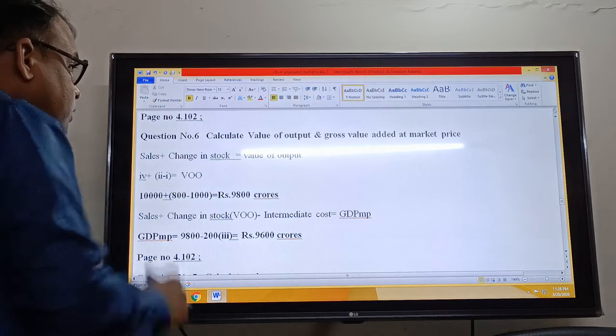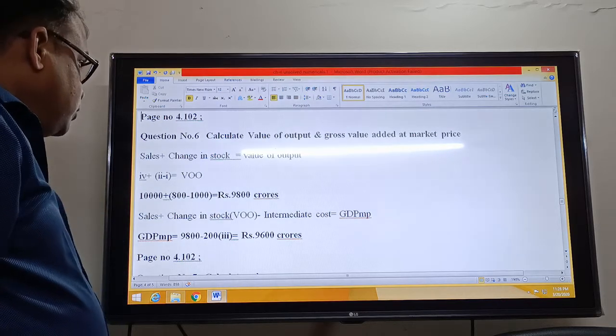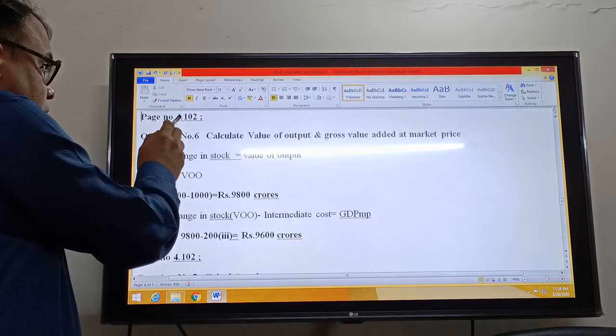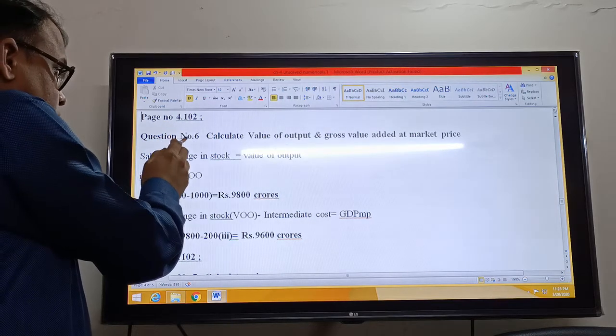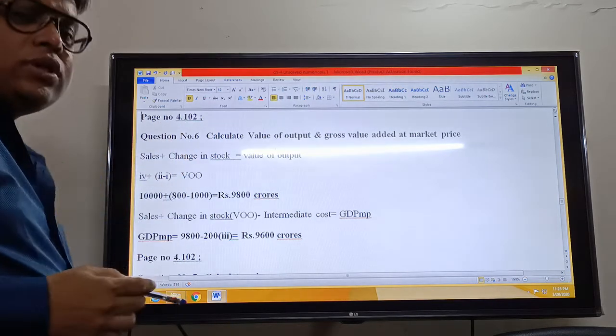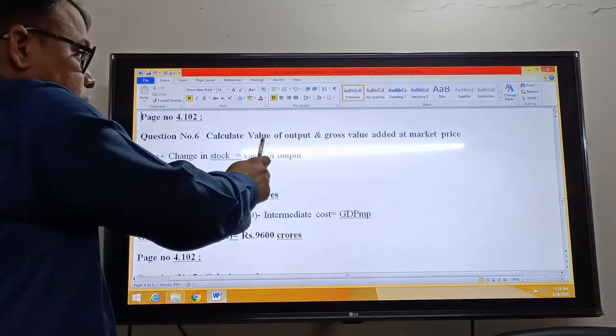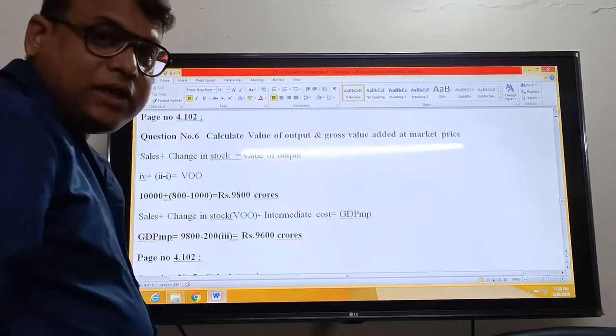Page number 102 and question number 6. 4 means chapter number 4. Page number 102, question number 6. Calculate value of output and GDPMP.